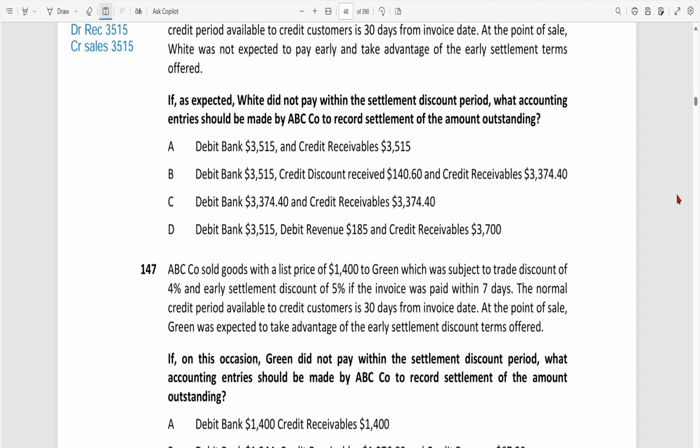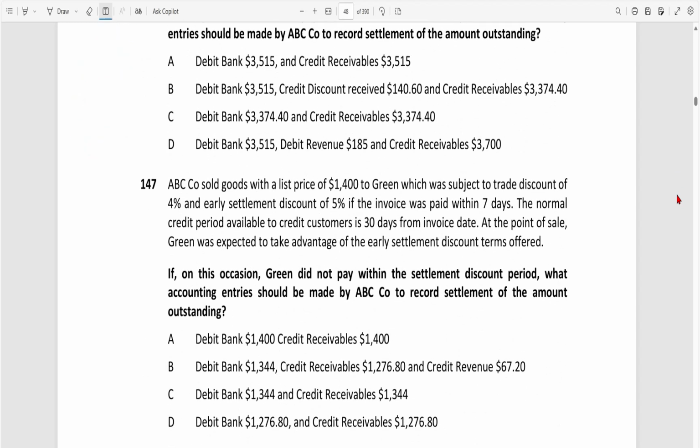Okay, so moving to the next question, 147, and this is the last question of this topic. After that we will end this chapter. ABC company sold goods with a list price of 1400 to Green, which was subject to trade discount of 4% and early settlement discount of 5% if the invoice was paid within 7 days. The normal credit period available to credit customers is 30 days from the invoice date. At the point of sale, Green was expected to take the advantage of the early settlement discount terms offered. If on the occasion Green did not pay within the settlement discount period, what accounting entry should be made by ABC company to record settlement of the amount outstanding?